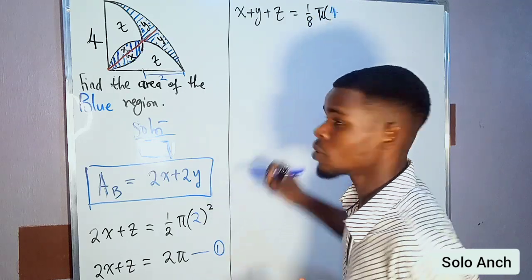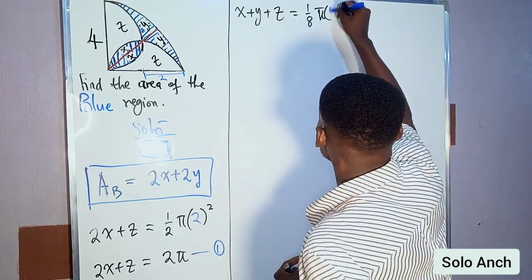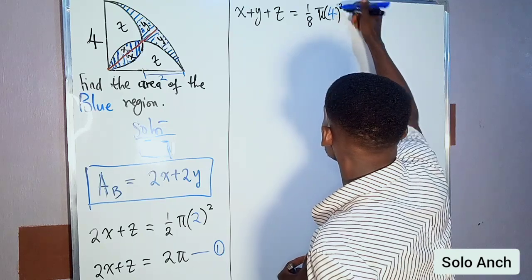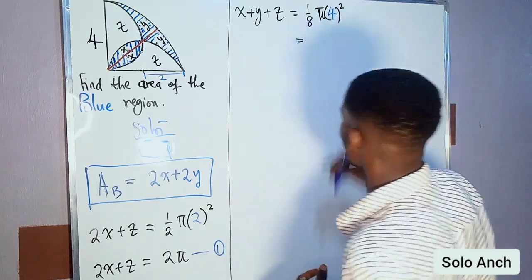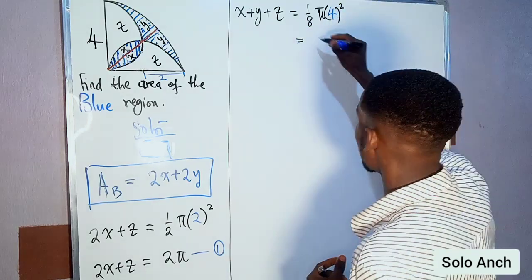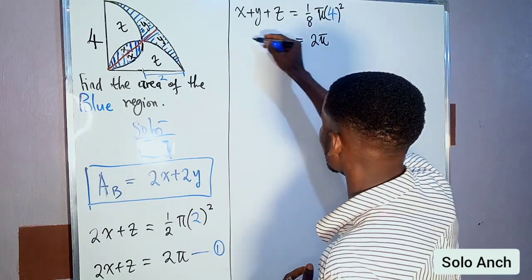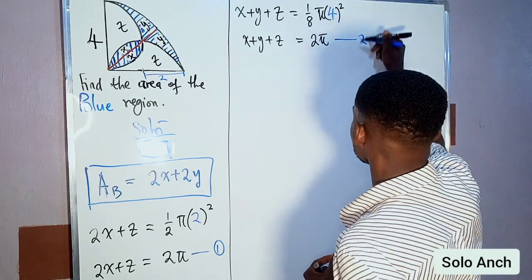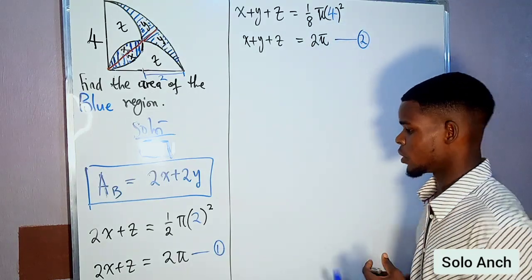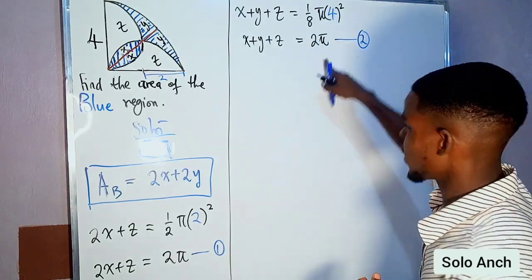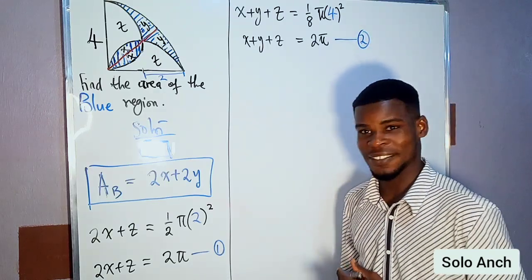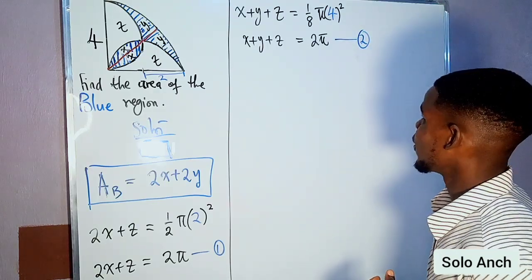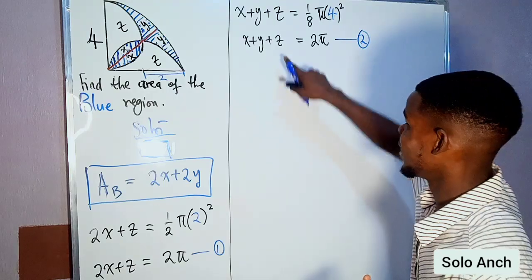1/8 pi, then 4 squared. Good. But notice here that 4 squared is 16. 16 divided by 8, that's 2 pi. So this right here is going to be 2 pi, and we call that X plus Y plus Z. Maybe let's call this equation 2. Okay, so this is equation 1, this is equation 2. Well, notice that the right-hand side of both equations are equal. That's very nice, isn't it? Oh, see, observe something. This is Z.